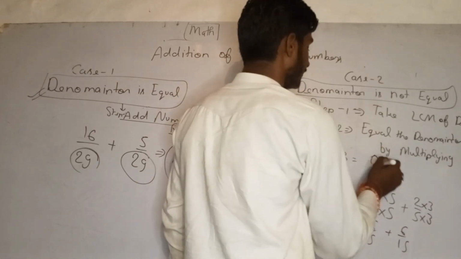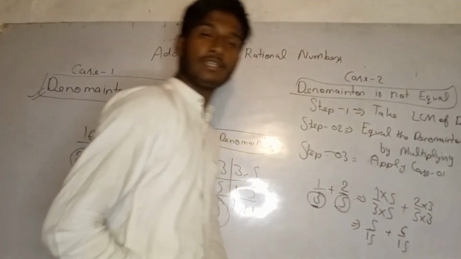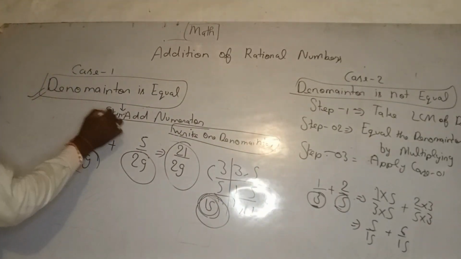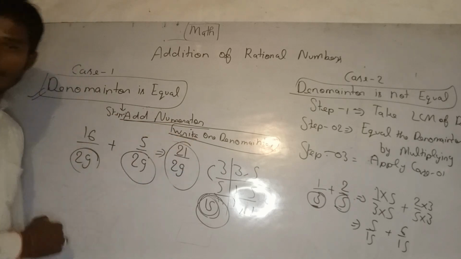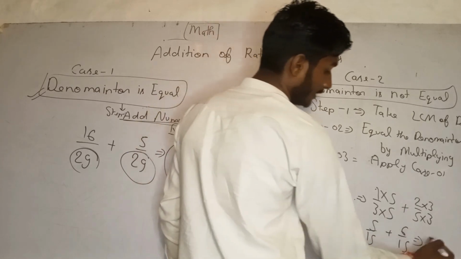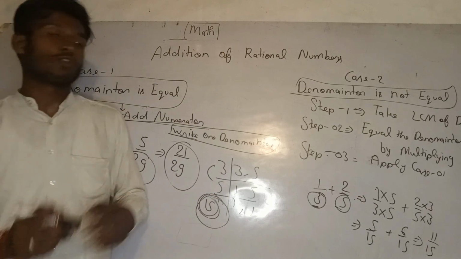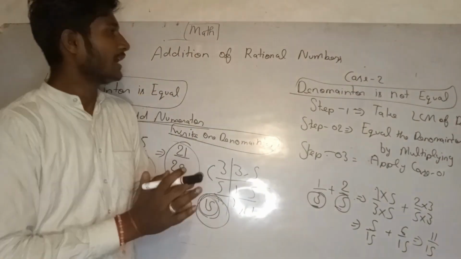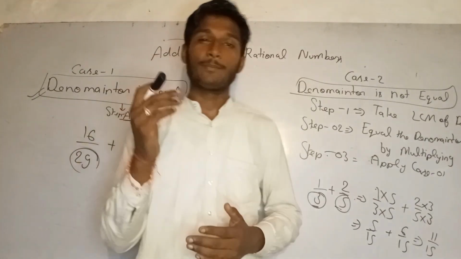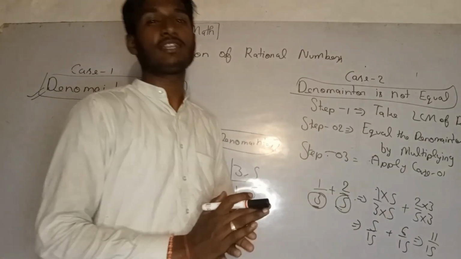Apply case 1. It means we do this by case 1. Case 1 is add the numerators and write the denominator. So we apply case 1: add the numerators, 5 plus 6 is 11, and write the denominator 15. So this is the addition of rational numbers. In the next class, we will discuss the properties of addition of rational numbers.